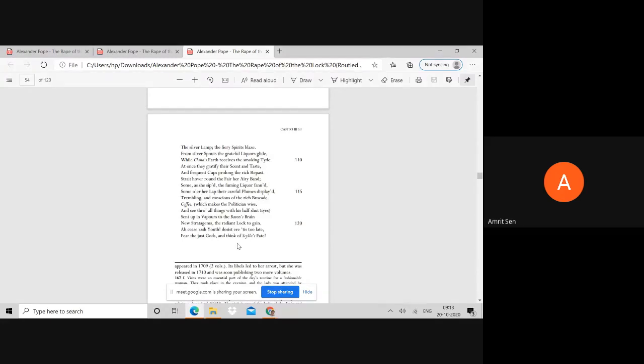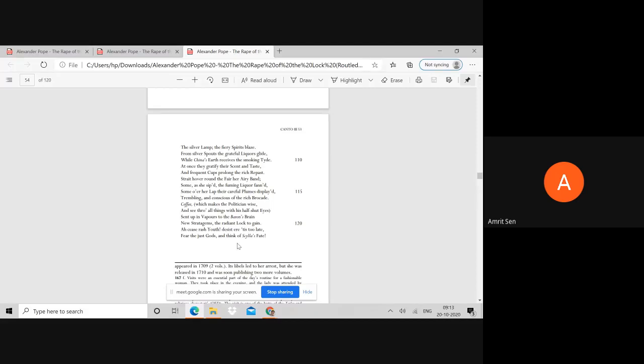So now it's evening. Now you see how light is quietly changing from the noon when Belinda awakes to now it's evening when the party starts. The silver lamp, the fiery spirits blaze. Once again, notice the splendor of the silver objects which have once again been imported. From silver spouts, the grateful liquors glide. Now, this is the teacup, which is made of silver, once again. You see the plenitude, the resources that the people have.